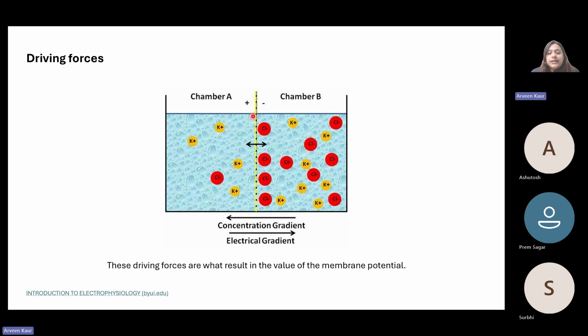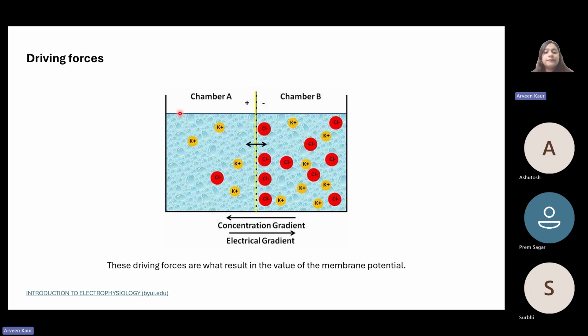For the chloride ion, again, there are fewer chloride ions in chamber A and more chloride ions in chamber B. So again, in which direction will this flow happen? It will also happen from B to A. That is why over here we see that the concentration gradient is made in this direction, right? From B to A.